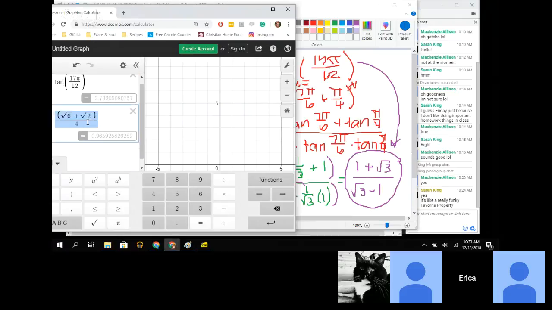All right, so we're doing the tangent of 17 pi over 12, and I'm saying that that is 1 plus the square root of 3, divided by the square root of 3 minus 1. Oh, yay, we did it right. All right, there we go. So this expression here is the tangent of 17 pi over 12.